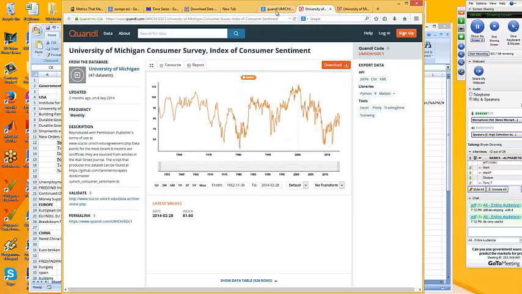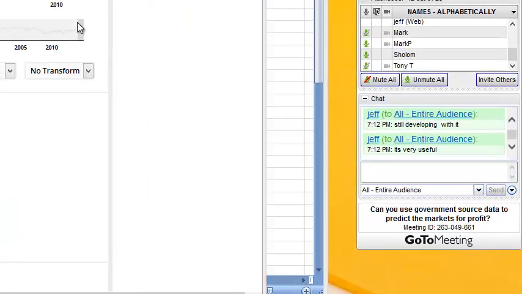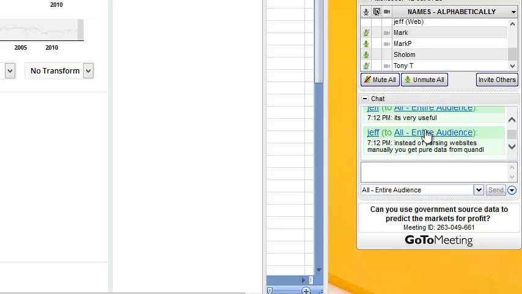Because the problem is you can't use Yahoo Finance for data as well. I don't think there's any government data at all. Is anybody aware of that? If you can use Yahoo Finance for government? Okay, so Jeff says instead of parsing websites manually, you get pure data from Quandl. That's true, when it works.